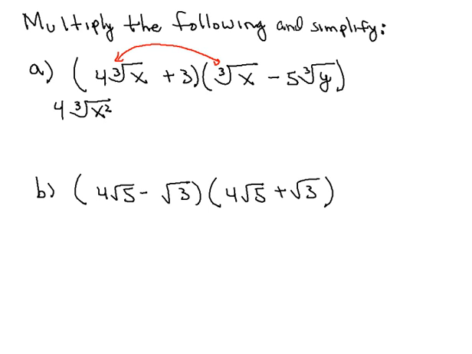Next, we'll be multiplying the outer terms together. The outer product is what we'll be getting. And so 4 times the cube root of x multiplied by 5 times the cube root of y, but it'll be minus 20 then, times the cube root of xy.